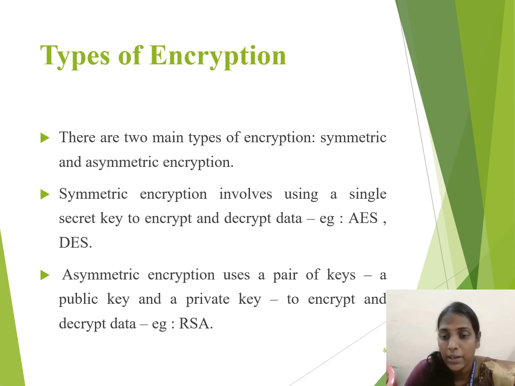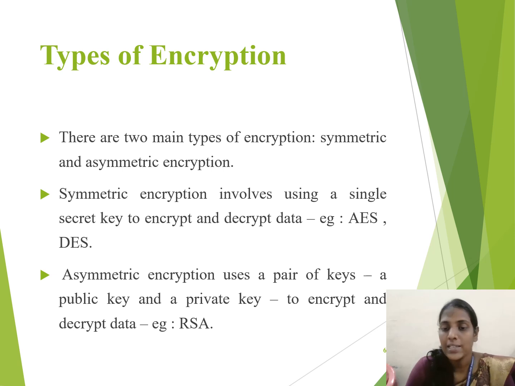Next, encryption has two types: symmetric and asymmetric. Symmetric means we use a single key for encryption and decryption. We have many algorithms for symmetric encryption. Two examples given here are AES and DES. These are symmetric encryption algorithms.